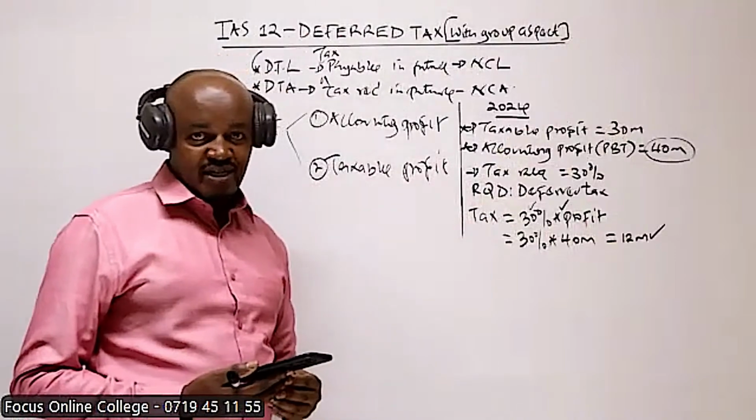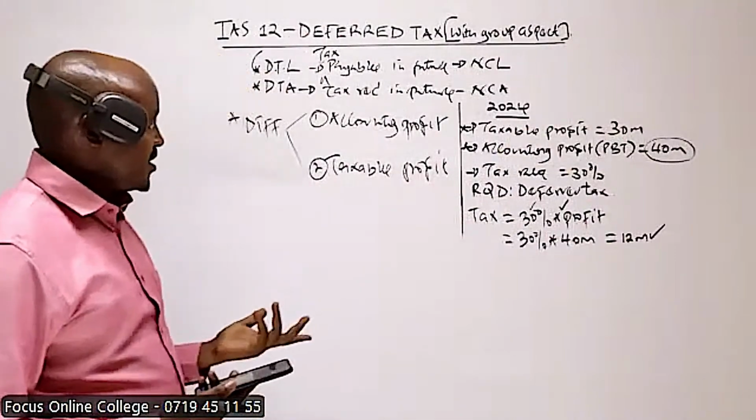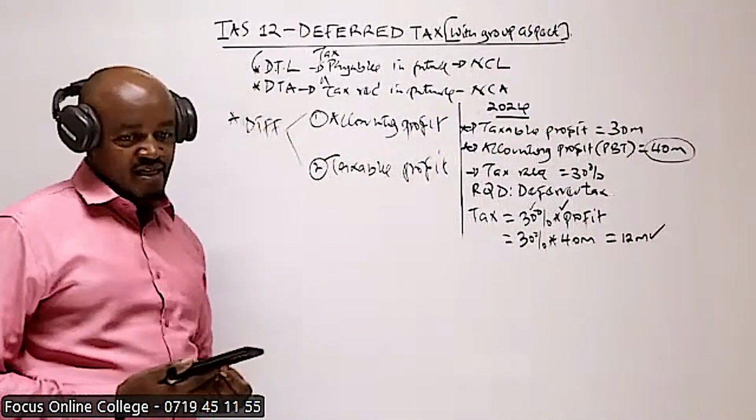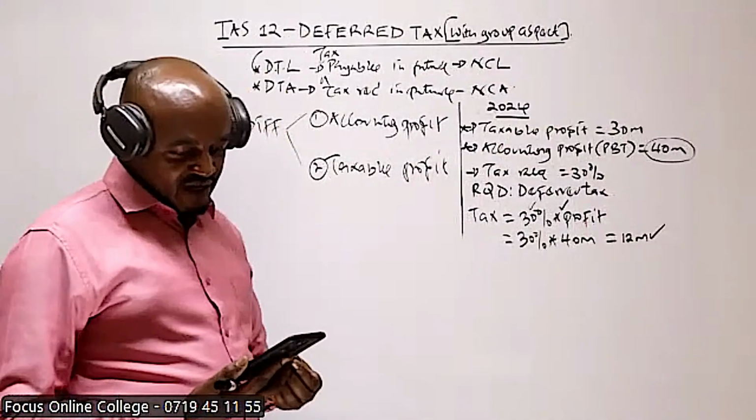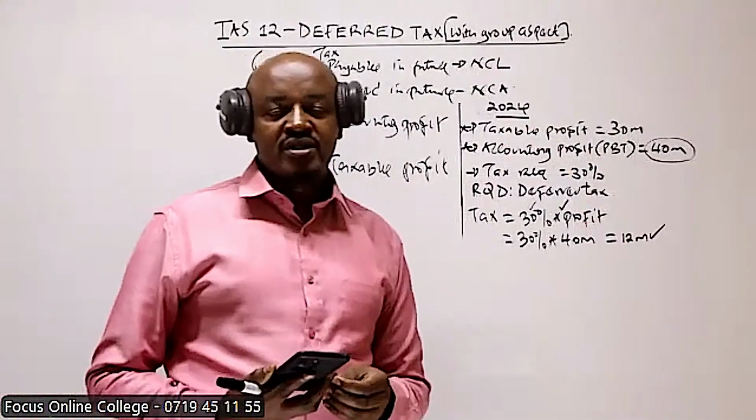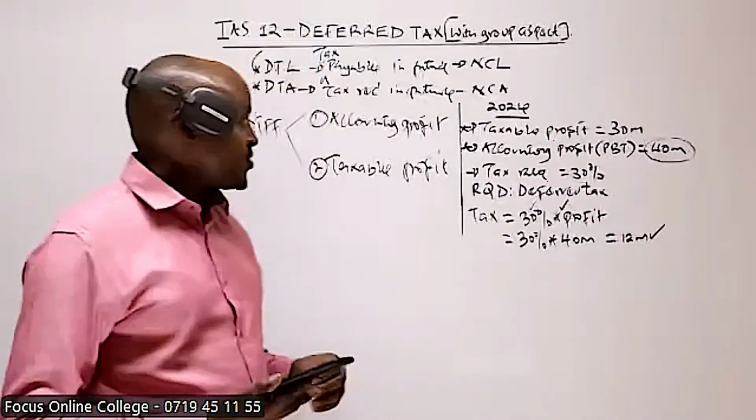...future, we recognize that as a non-current liability in the statement of financial position. Deferred tax asset is a tax to be recovered by the company in the future. This one is recognized as a non-current asset.